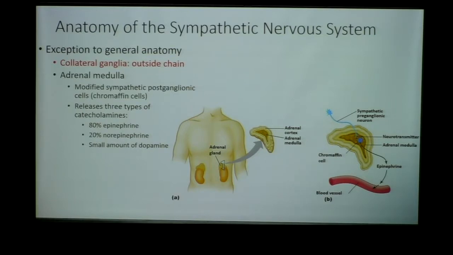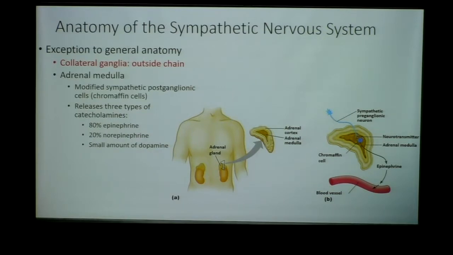Now, the way that this becomes a sympathetic route of communication is that we have preganglionic neurons synapsing onto the chromaffin cells of the adrenal medulla, and the chromaffin cells will then act like postganglionic neurons. This is a very important point to understand, right? There's a preganglionic neuron, it synapses onto a chromaffin cell, and the chromaffin cell acts just like a postganglionic neuron. It doesn't look like a postganglionic neuron, it's not a neuron, but it has those properties.